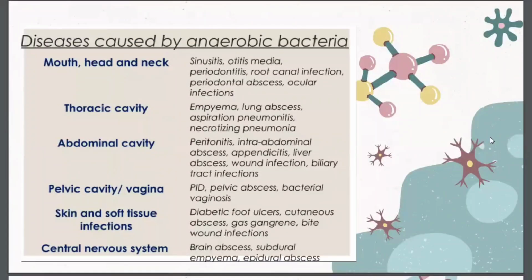Next are the diseases caused by anaerobic bacteria. We have the mouth, head, and neck, with sinusitis, otitis media, and many more. Also the thoracic cavity, which has empyema and lung abscess, and the abdominal cavity, which has peritonitis and intra-abdominal abscess. The pelvic cavity or vagina has PID, pelvic abscess, and bacterial vaginosis. Also skin and soft tissue infection has diabetic foot ulcer and cutaneous abscess. And lastly, the central nervous system has brain abscess, subdural empyema, and epidural abscess.